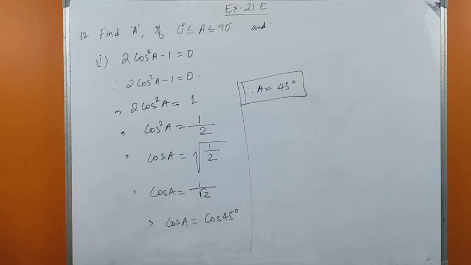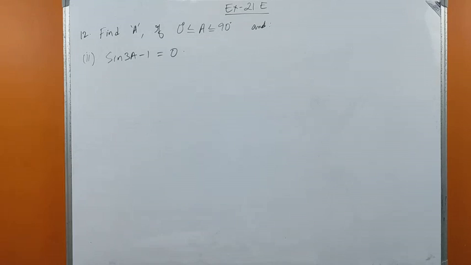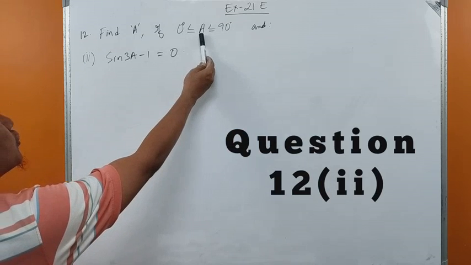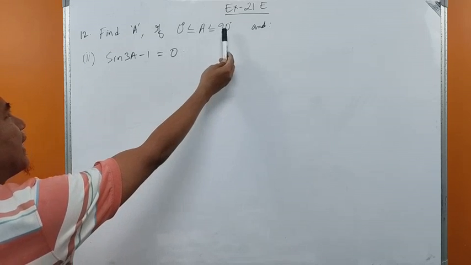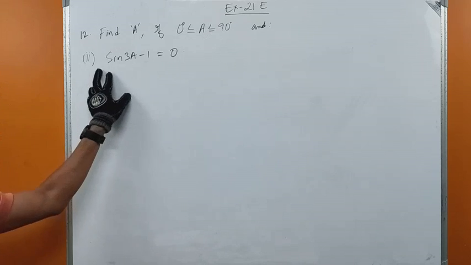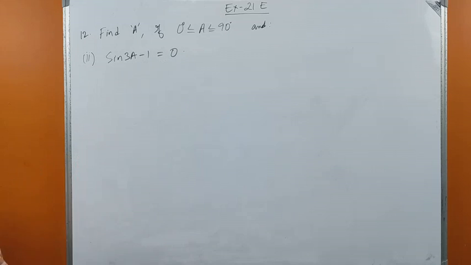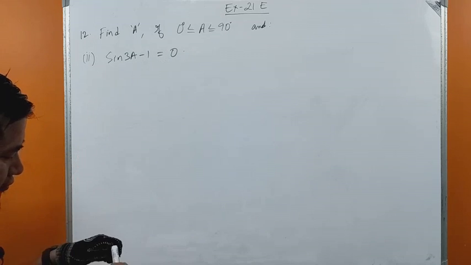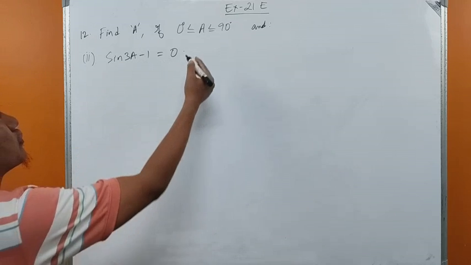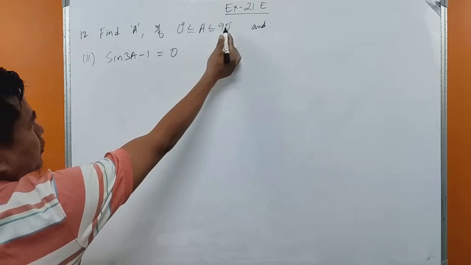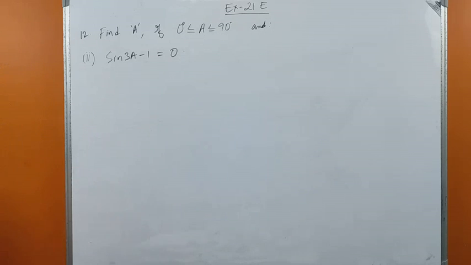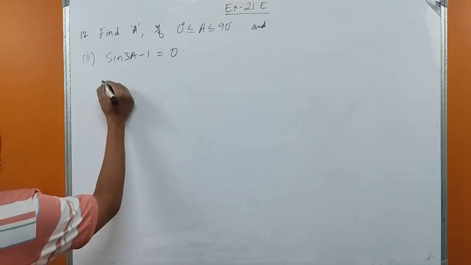Okay, so let's do question number 2. Let's do question number 2 of 12. The value of angle A should lie in between 0 degree and 90 degree. So the given equation is sin 3A minus 1 equals to 0. From this equation we are asked to find the value of angle A, whose value should not be lesser than 0 degree and should not be greater than 90 degree. Okay, so let's do this.